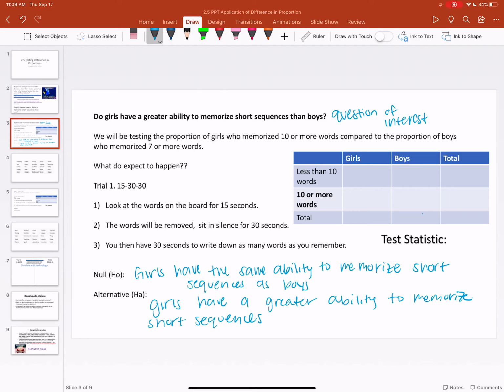So this is an example of an experiment because we're going to actually be taking the boys and the girls, which are our subjects, and we're going to be testing by asking you to take 15 seconds to look at the words posted on the next slide. Then wait for 30 seconds, let your memory fade off, and then for another 30 seconds, write down as many words as you can remember without looking at the board. We're going to create this two-way table and compare our percentages of the more than 10 words, because we're trying to see if girls have a higher percentage than the boys.